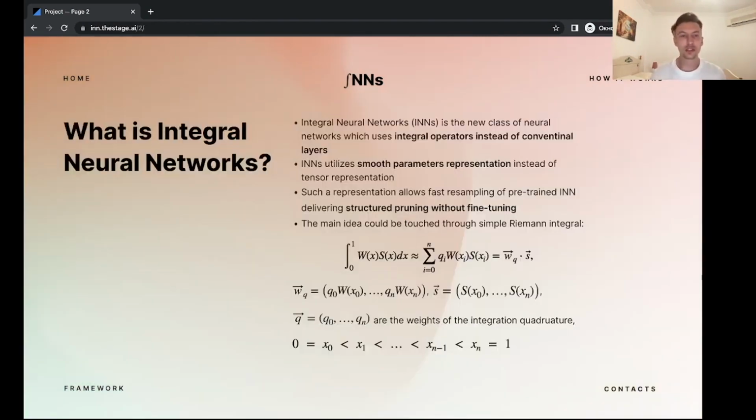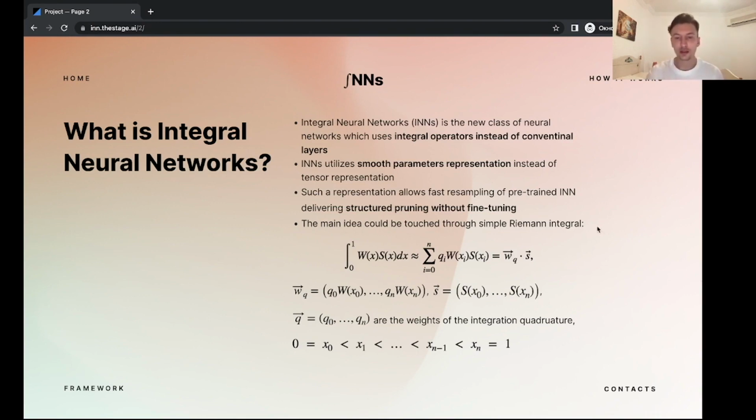So let's start. What are integral neural networks? Integral neural networks are a new class of neural networks which use integral apparatus instead of conventional layers. They utilize a smooth parameter representation instead of tensor representation. So why is such a representation beneficial? Such a representation allows fast resampling of pre-trained networks and delivering structured pruning without fine-tuning.